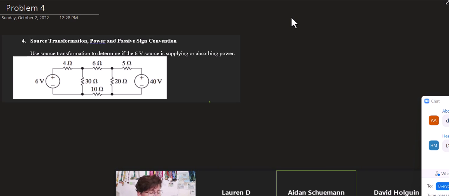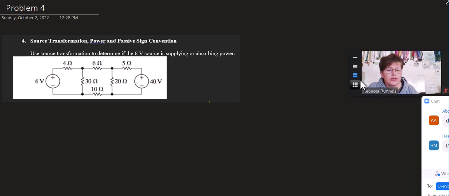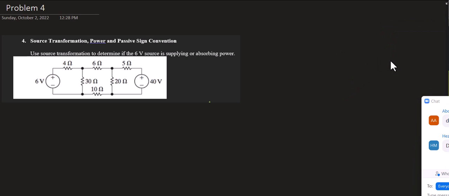Okay, so for this one, we're supposed to use source transformation to determine if the 6-volt source is supplying or absorbing power. So source transformation is kind of interesting. It can be a useful tool for solving circuits, but you also have to be careful that you don't change the thing that you're actually looking at. For example, I'm supposed to be looking at our 6-volt voltage source. I don't want to transform that in any way. I want to leave that one alone. The other stuff I can transform.